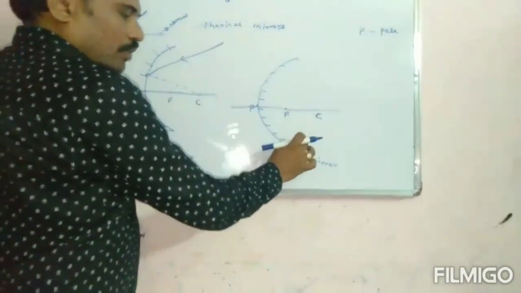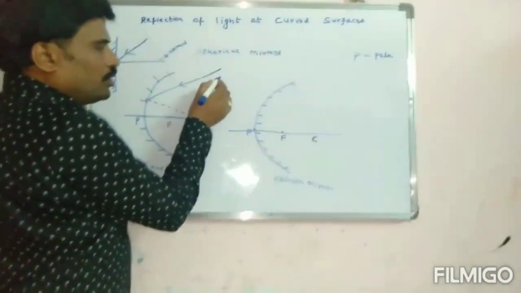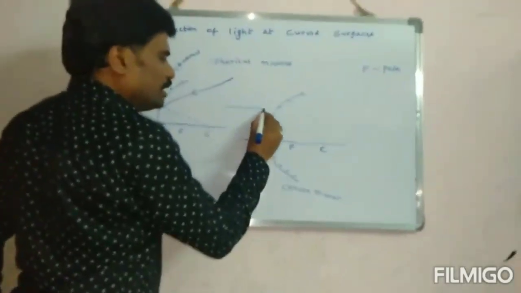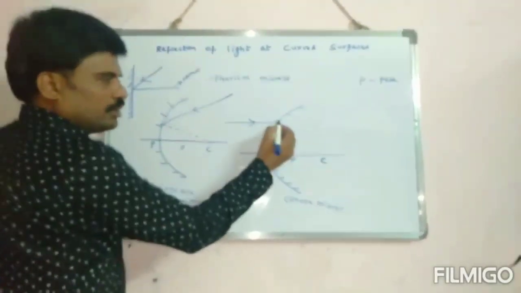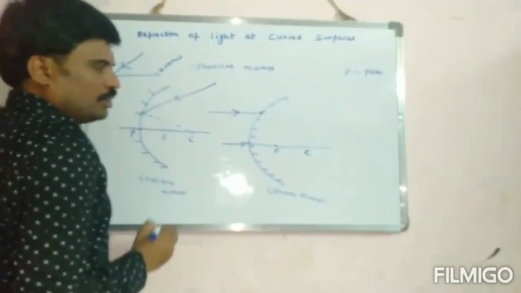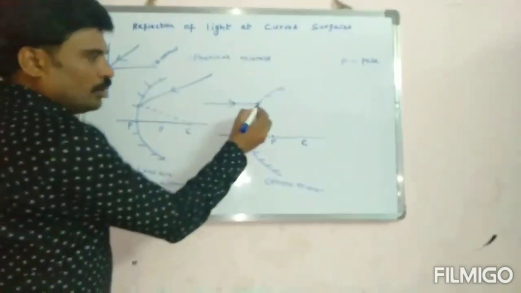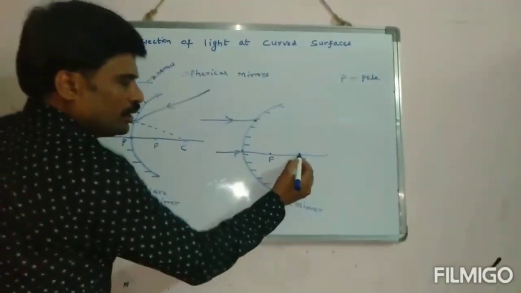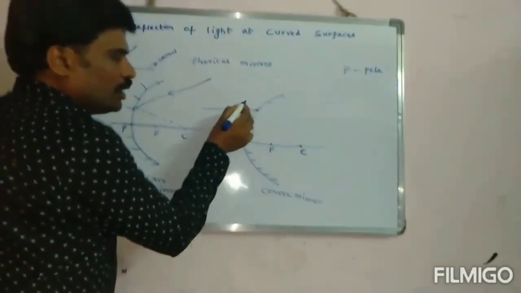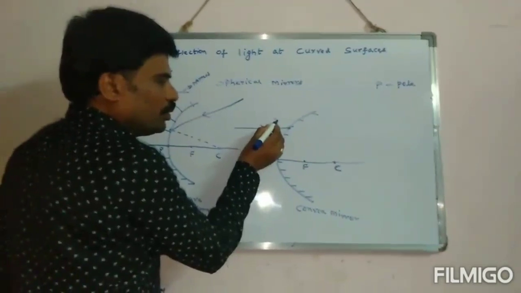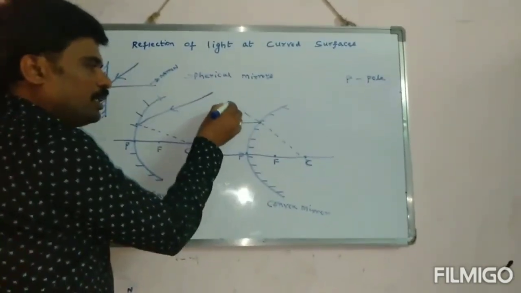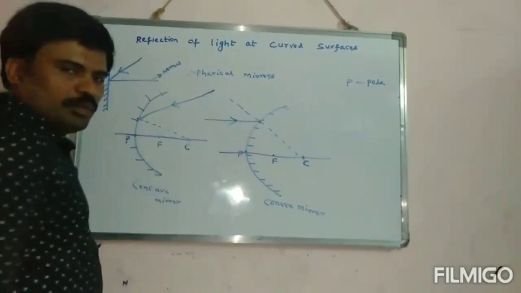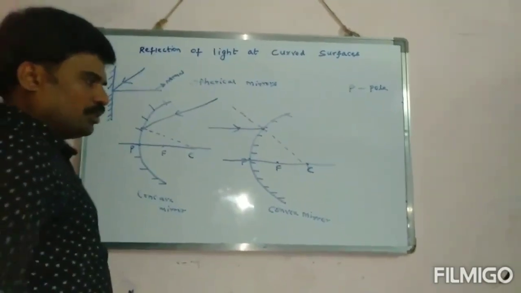Even I will show it for the convex mirror also. You assume a light ray is incident on the convex mirror. Here is the point of incidence. Now how to draw the normal? From the point of incidence to the center of curvature, if you join a line, then this dotted line represents the normal to this curved surface.